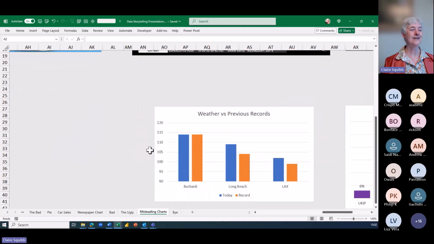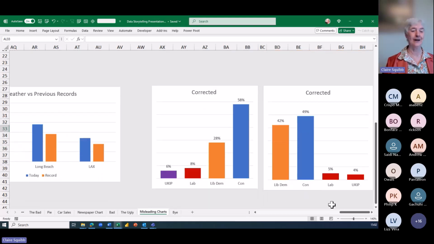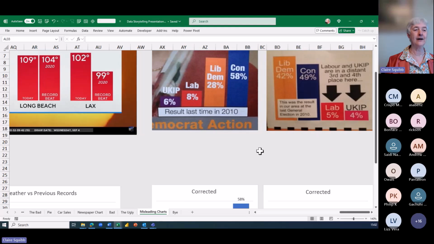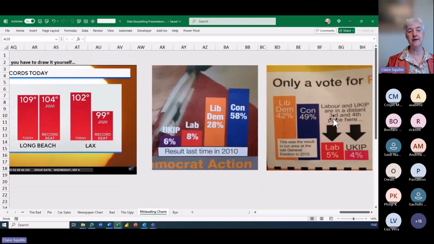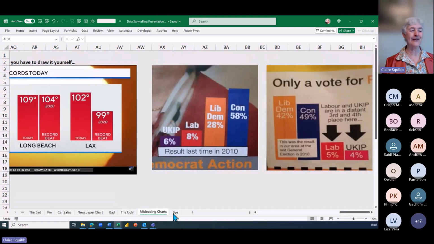Okay, so there's a lot of silly things going on. I've given them to you. I'll be sending these through. You can have a little look at them. They're all here. They're corrected. These are genuine flyers from our last election. Looking at the people there. Lib Dems 42%, bigger than Conservatives 49%. Who knew? So that's the sort of thing. Watch out for it. I hope you've had some fun with it.